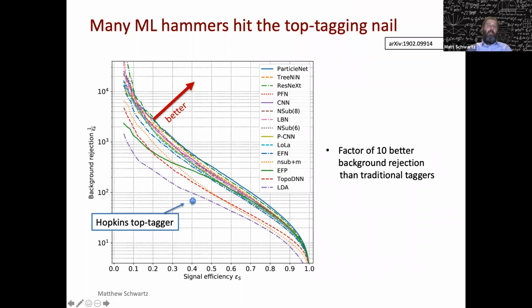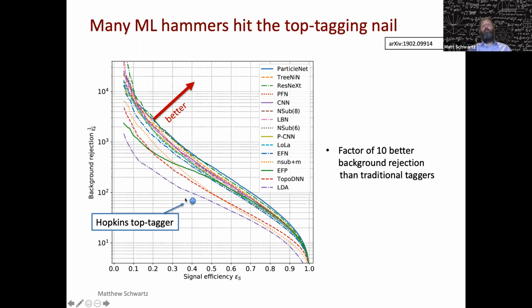So this was the study I just mentioned, which was one of the first top tagging studies that showed that boosted tops can come on this ROC curve, which is signal efficiency versus background efficiency, is around here. So what this means is, for 40% signal efficiency, so you keep 40% of your tops, you reject a factor of 80 of your background. So you keep roughly half of your tops, but only 1 in 80 of your background jets get through.